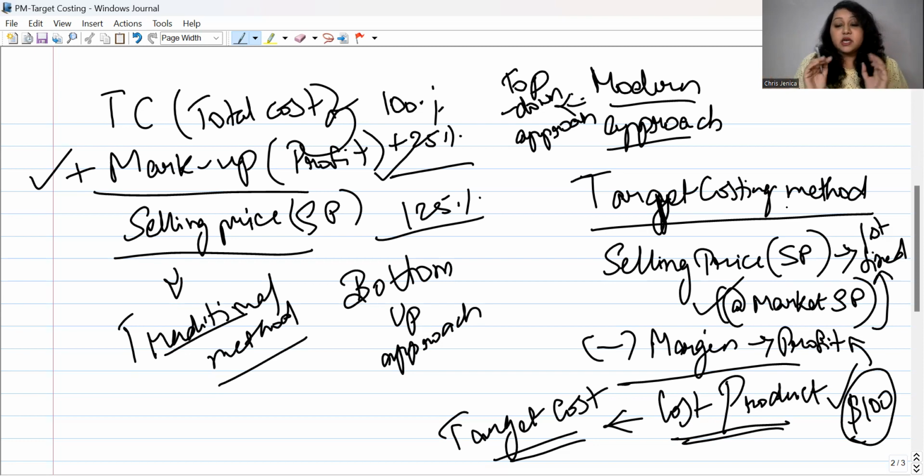Clear with the concept? If you are not aware of this markup and margin method, please look at my video and come back to this video. Now I'll go with a numerical example to understand better.